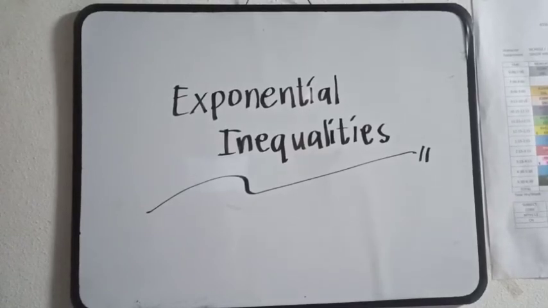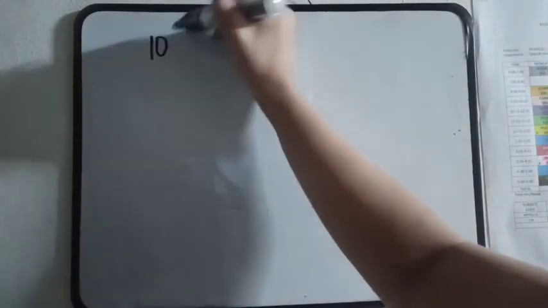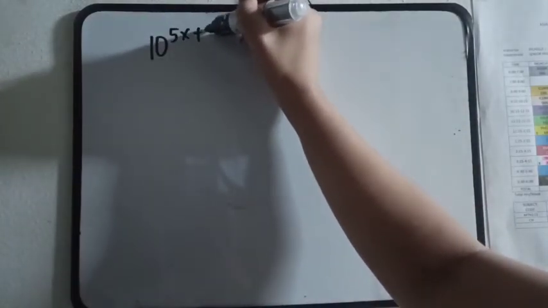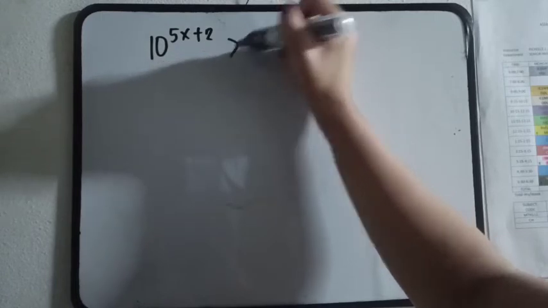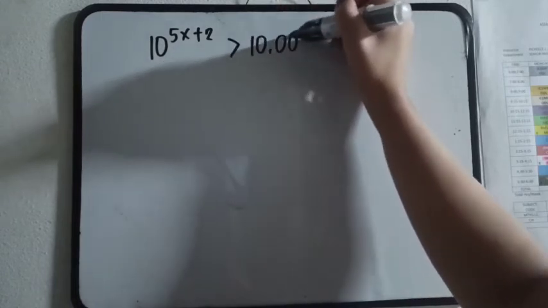So hello everyone. Today I will give some examples on how to solve exponential inequalities. Okay, so example number 1: 10 raised to 5x plus 2 is greater than 10,000.